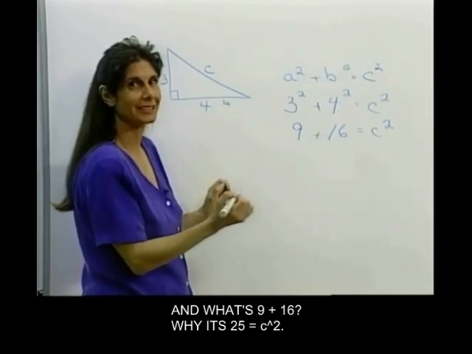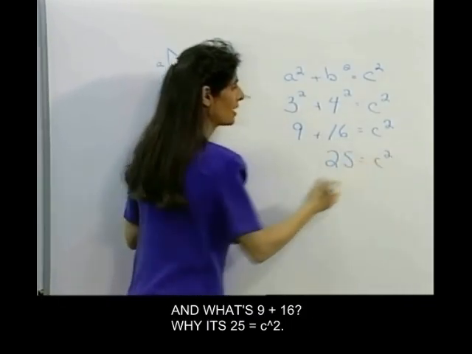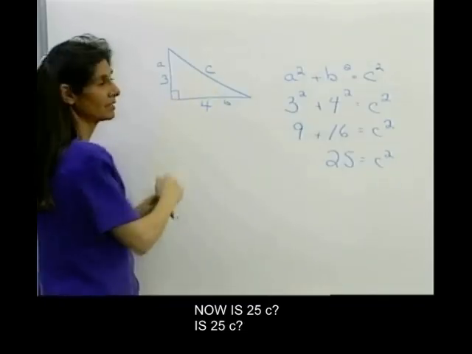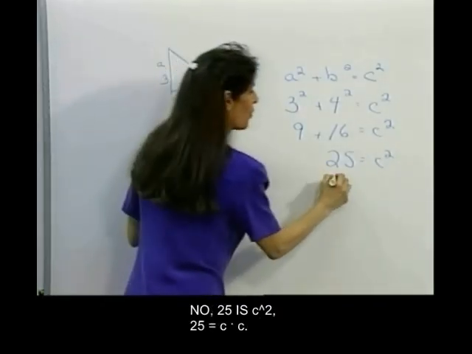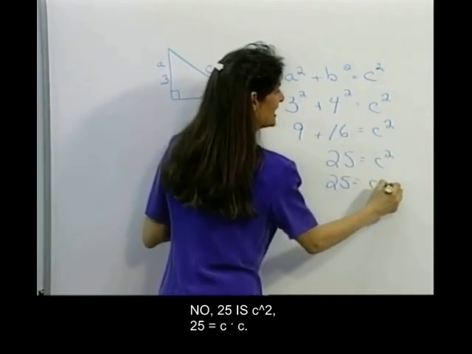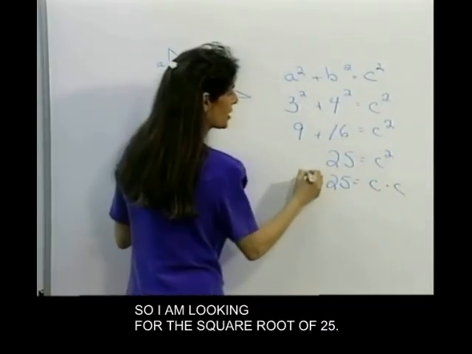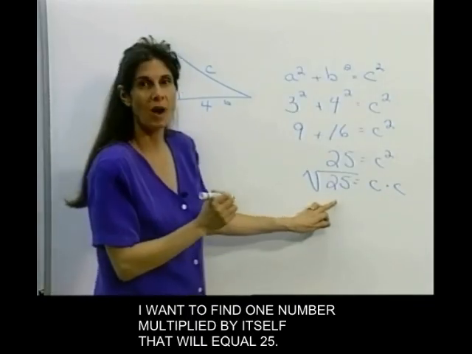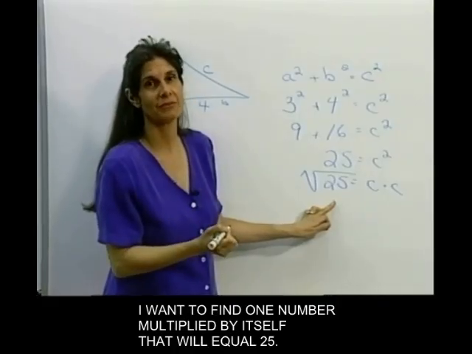And what's 9 and 16? Why, it's 25 equals c squared. Now, is 25 c? Is 25 c? No. 25 is c squared. 25 equals c times c. So I am looking for the square root of 25. I want to find one number multiplied by itself that will equal 25.